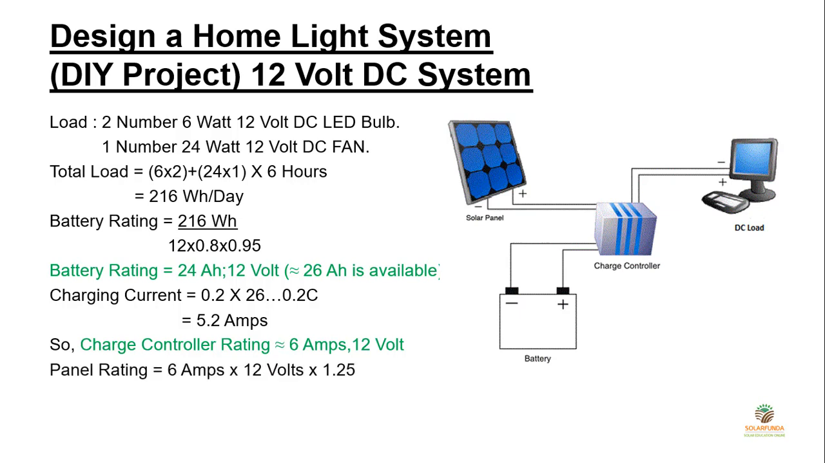And lastly, solar panel rating. That's equal to charging current multiplied by charging voltage, and considering losses we get the final answer as 100 watts of solar panel. So here is your solar home lighting system. You can try it at your home.